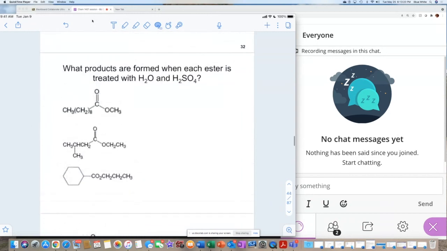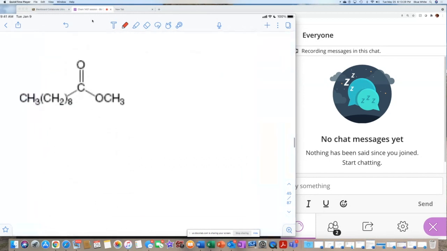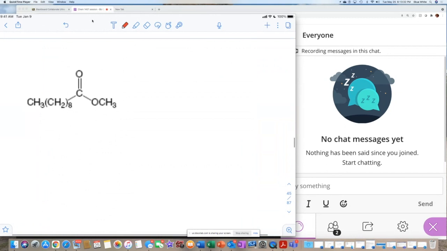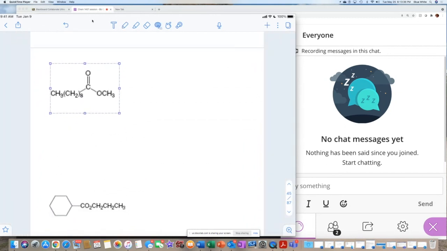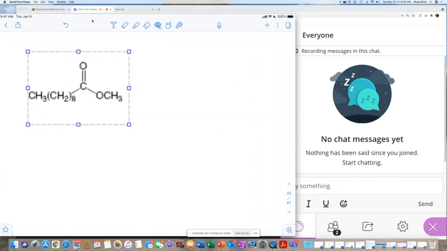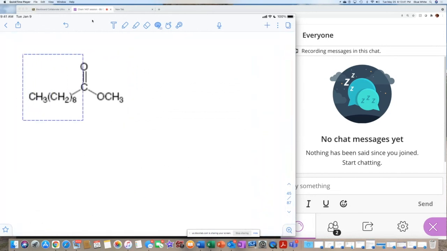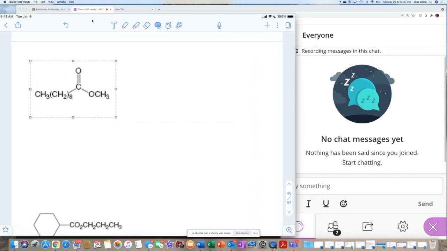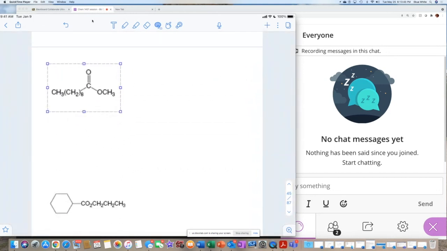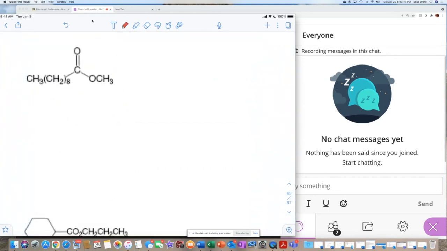Oh, they said add water with sulfuric acid. Okay. So this time, do I need more space? Let me see if I can make this a little smaller because it's not working. Oh, okay. I'll try to be diligent.